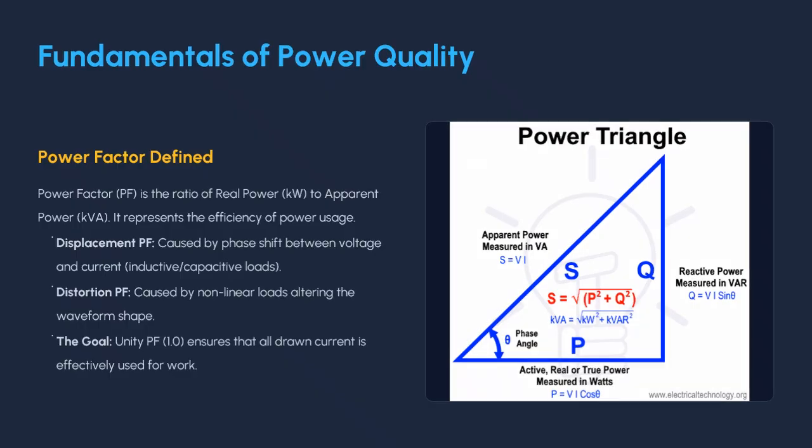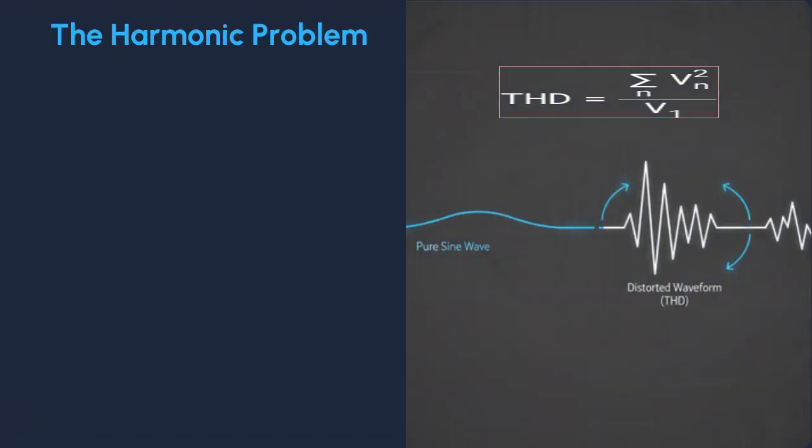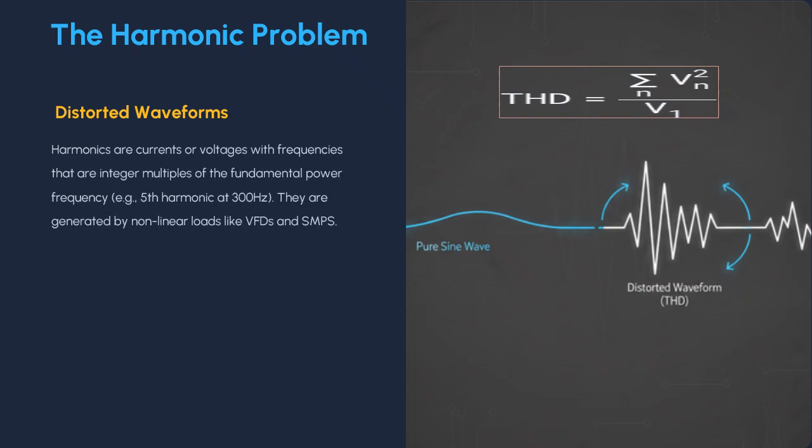The harmonic problem. Distortion is caused by harmonics. Harmonics are currents or voltages that are exact integer multiples of the fundamental frequency, so if your grid is 60 Hz, the fifth harmonic is 300 Hz. These are the direct result of nonlinear loads like variable frequency drives, LED lighting, and switched mode power supplies. These devices draw current in short, sharp bursts, distorting the smooth sine wave.